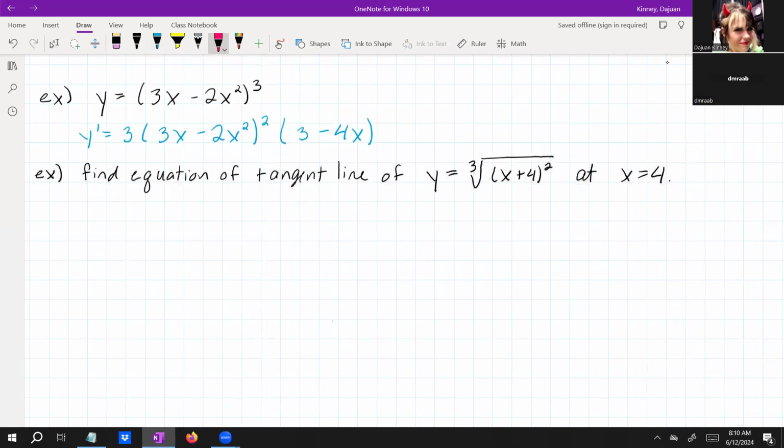Okay, derivative of a tangent line at x equals 4. First things first, I don't have a y value. So if I want my point, I have an x, I don't have a y. How do I find a y? I plug it in.